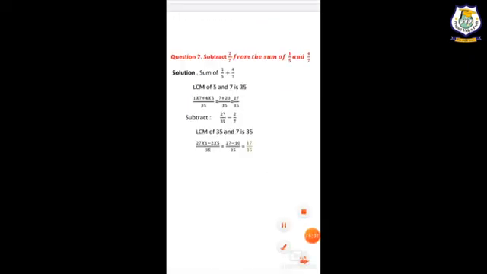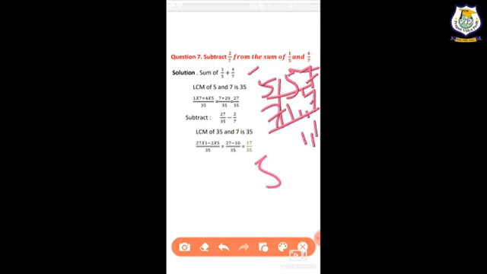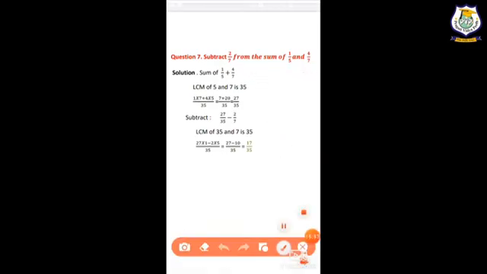Next question is: subtract 2 by 7 from the sum of 1 by 5 and 4 by 7. So here first we will have to do the addition of 1 by 5 and 4 by 7, and then we will have to subtract 2 by 7 from the answer. So the sum is 1 by 5 plus 4 upon 7. The LCM of 5 and 7, previously also we have done this, is 35. It means the LCM is 35.